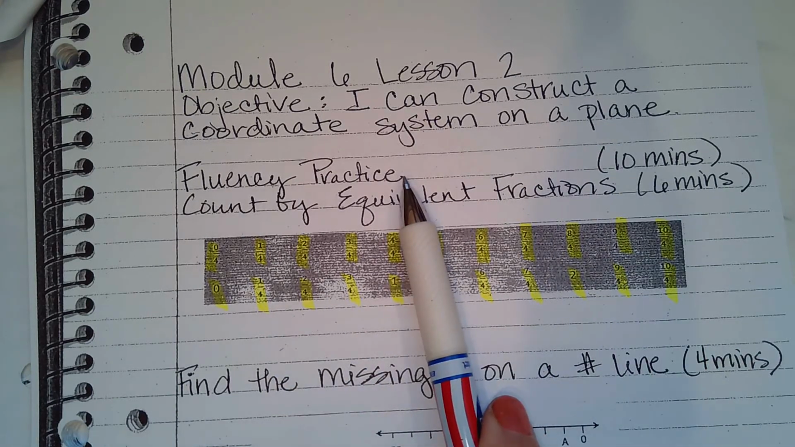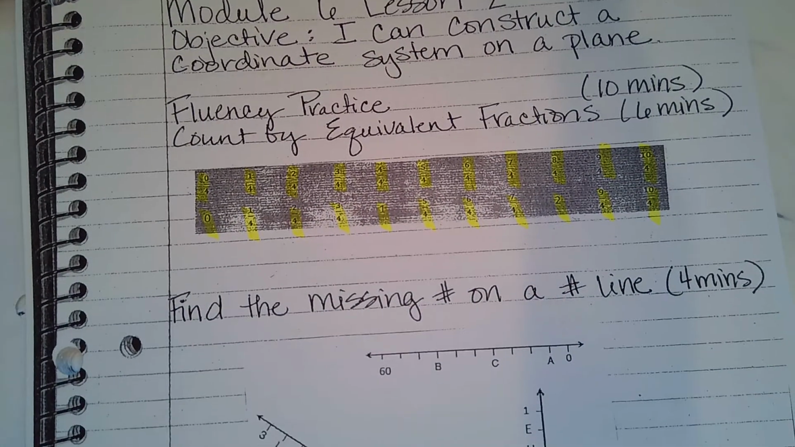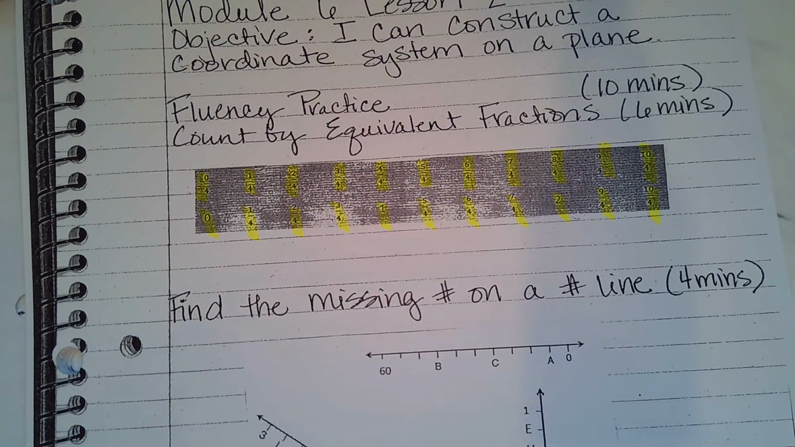So, fluency practice. We're going to spend about 10 minutes on fluency. Then we have a few minutes on our application problem before we move into our concept development. So let's start out by counting equivalent fractions. This is the Fluency Activity, which reviews Lesson 1 and prepares you for today's lesson.